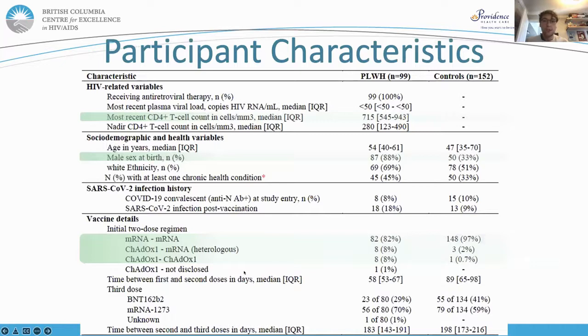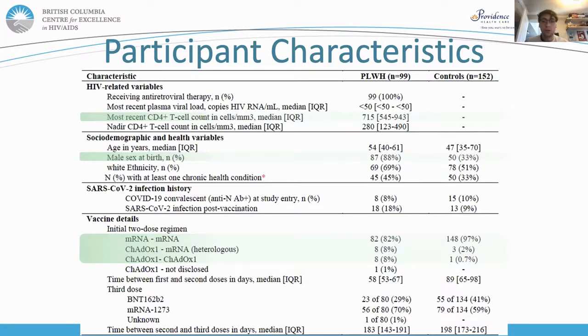The table here shows characteristics of our study population across both groups. Very briefly, I'll point out some key features. Notably, our people living with HIV population had a healthy number of CD4 cells at study enrollment. They had a median of 715. We also noticed that there was a difference between sex at birth between our different populations. Notably, our people living with HIV group consisted of more men at 88% versus only 33% in the control group.